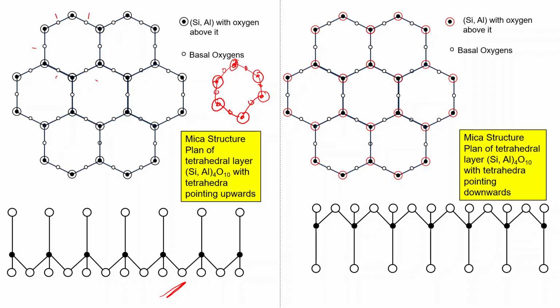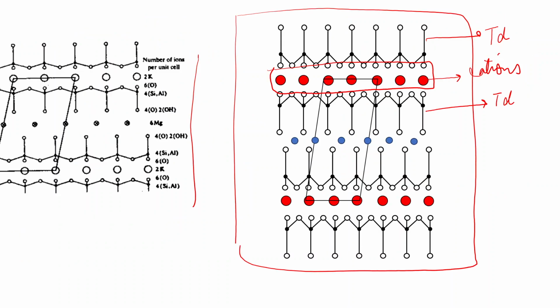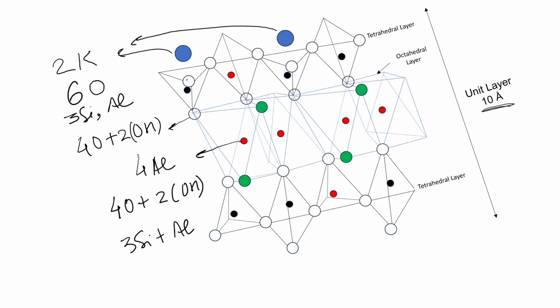Try making these hexagonal structures with the corners. They will have silicon or aluminum with oxygen above and below it respectively. After that, simply superimpose these two layers. Once you superimpose these tetrahedral layers, in between those two superimposed layers you will get the octahedral layer. Here you can see how the X ions of the lower and upper tetrahedral layers are shown by the open circles, whether solid or with broken lines. The space between the two tetrahedral layers gives you the octahedral layer, and this is how these octahedrons are formed.